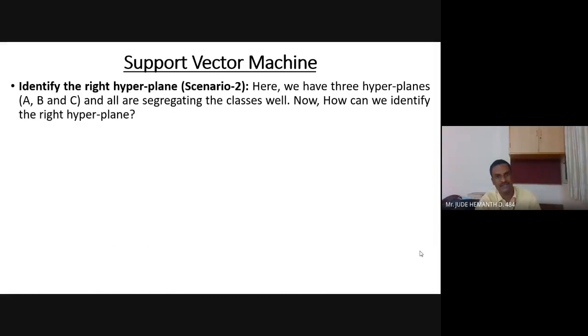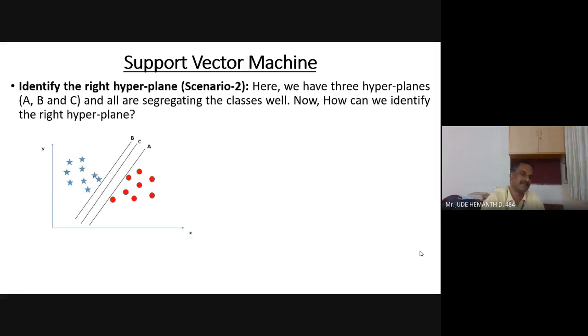Now we will go into scenario number 2. You have some data points like this. Here we have 3 hyperplanes, and interestingly, all 3 hyperplanes are able to classify them properly. In the previous case, it was very easy for the student who gave the answer because only option B worked. But here I have three options. Now, how can we identify the right hyperplane?